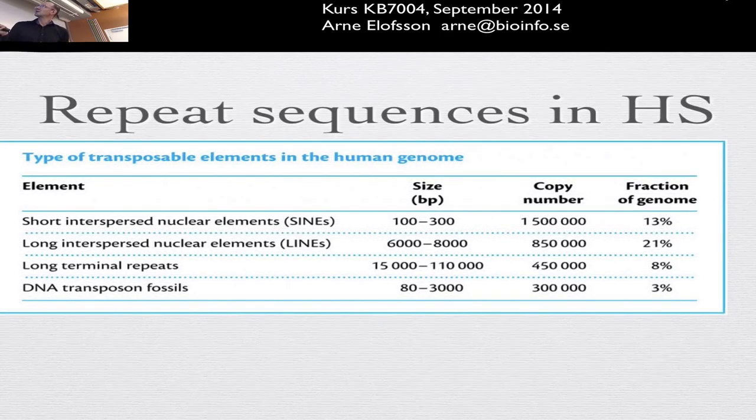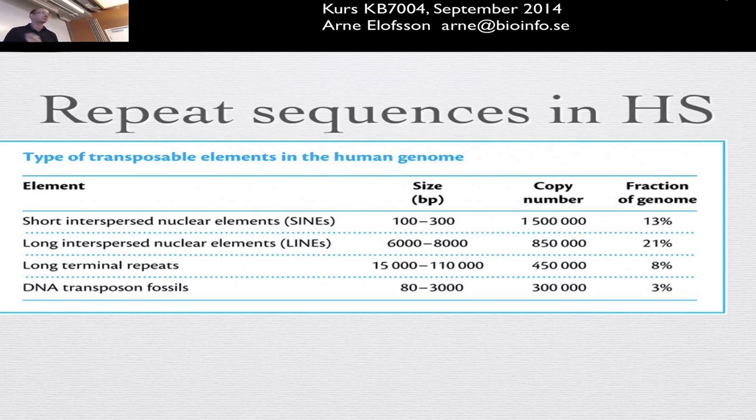There are a lot of repeats in the human genome also. You can divide them into at least four groups, short and long ones. These are basically the size of it, and there are millions of these. They're copied and repeated. 100 base pairs are copied a million times over, so it's a few hundred million. Basically, 10% or 30% of the genome is made of that.